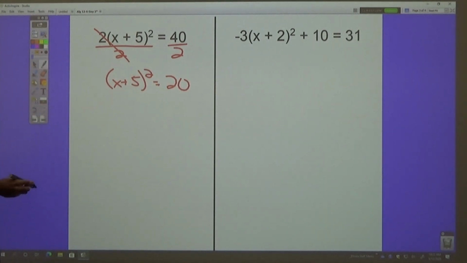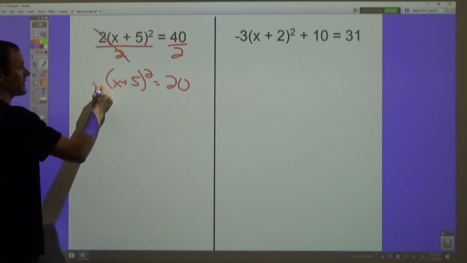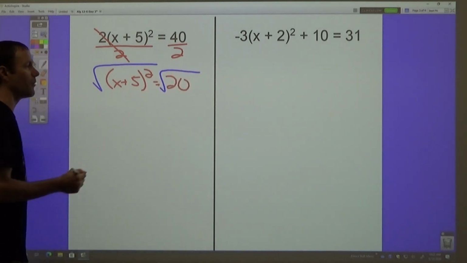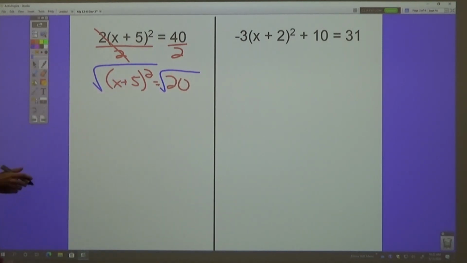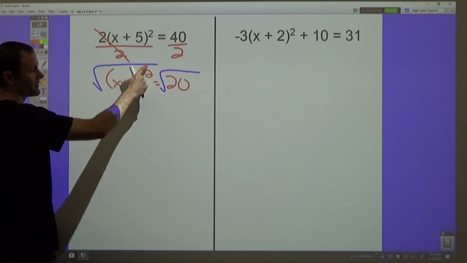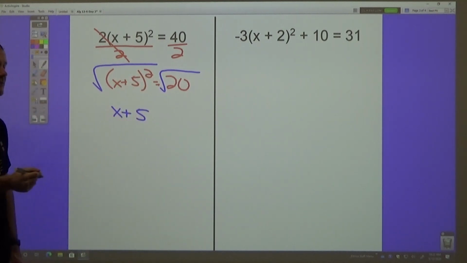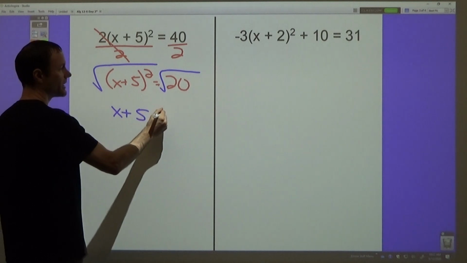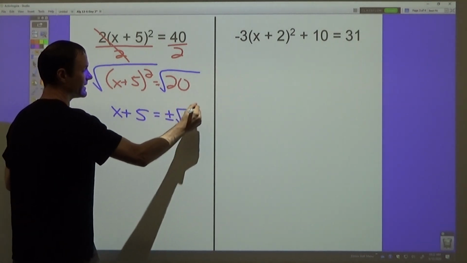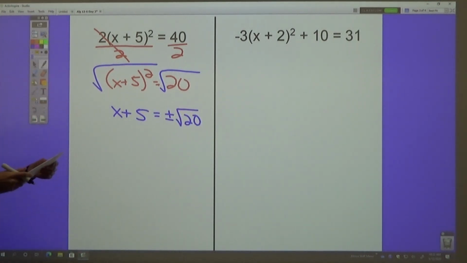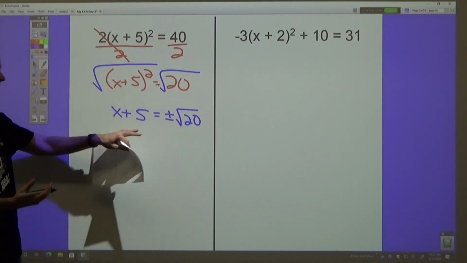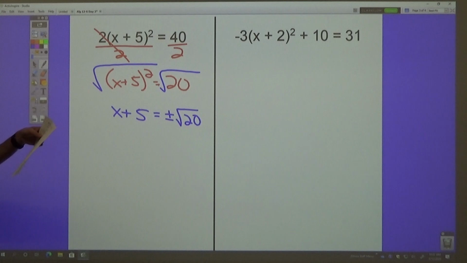Again, the opposite of squaring a number is to take the square root of a number. So the next thing we want to do is take the square root of both sides. We're keeping those parentheses there for right now. By taking the square root, we're getting rid of that squared. So now we have x plus 5, you don't need to put it in parentheses anymore, equals plus or minus the square root of 20. Now here's where it gets a little bit tricky. When you go to solve the rest of this problem, you want to split it into 2 separate things.